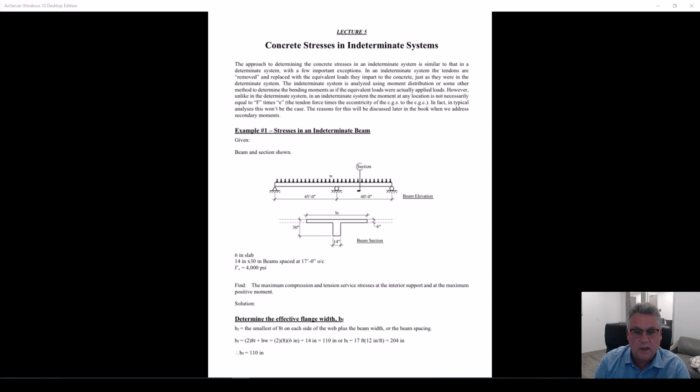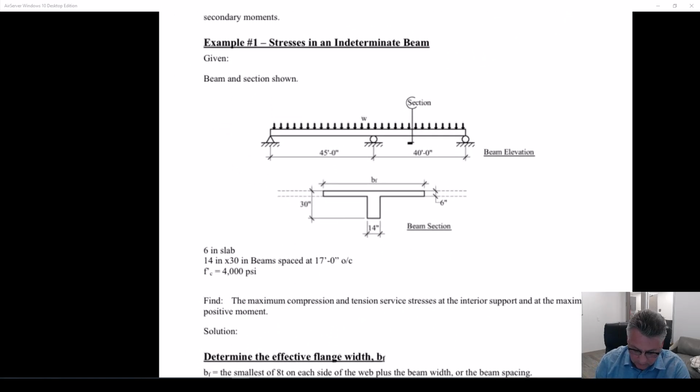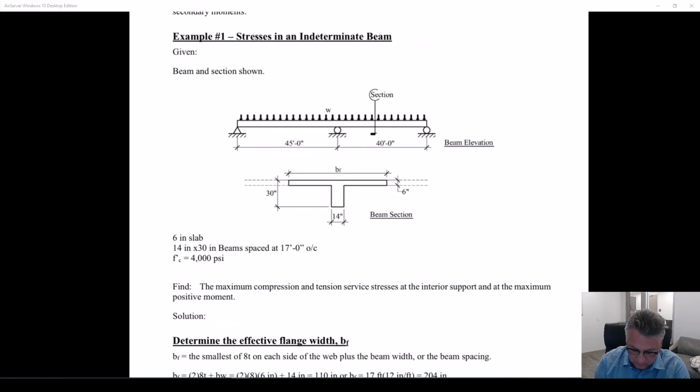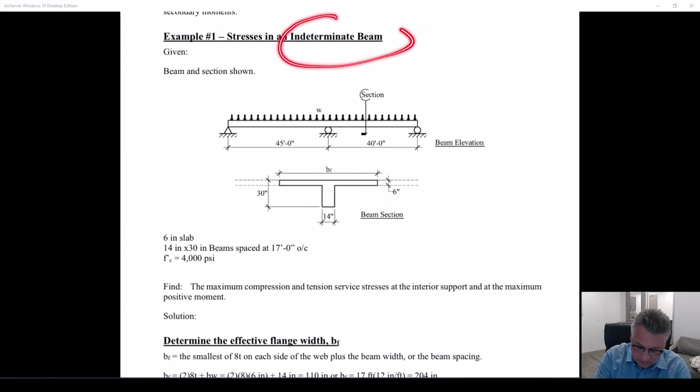Now that we have moment distribution figured out, you're back up to speed on it, wherever you were before, now we're all on the same page. Now we can start looking at multiple spans. And that's where things get to be fun. So, stresses in the indeterminate beam.